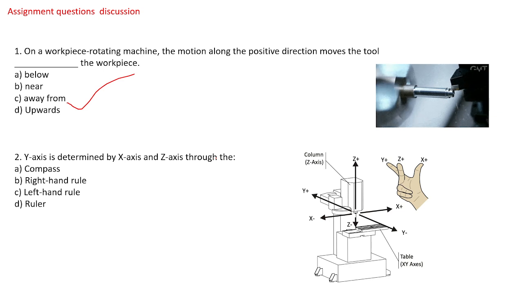Then the next question is: the y-axis is determined by the x-axis and z-axis through the compass, right hand rule, left hand rule, or ruler. What is the right option for that? What do you think? Left hand rule or right hand rule? Think what should be the right option for that.